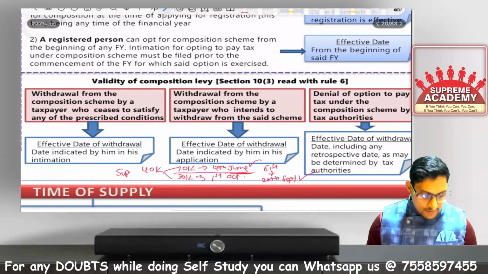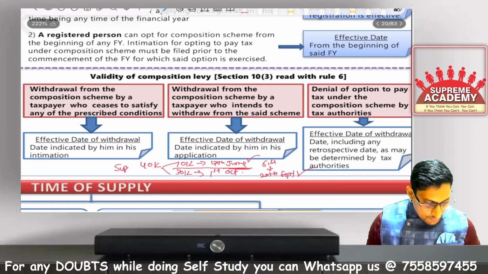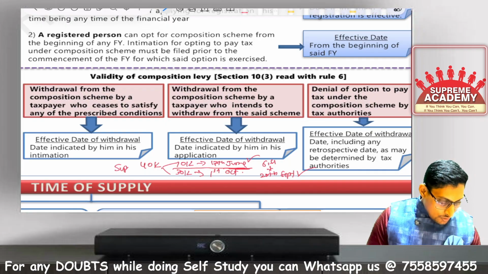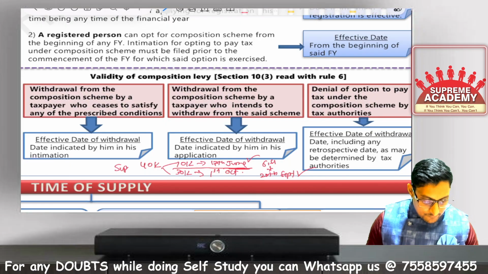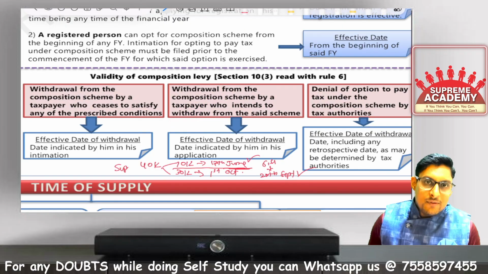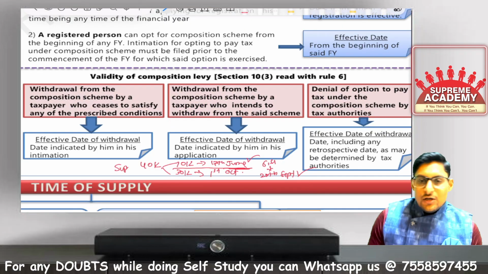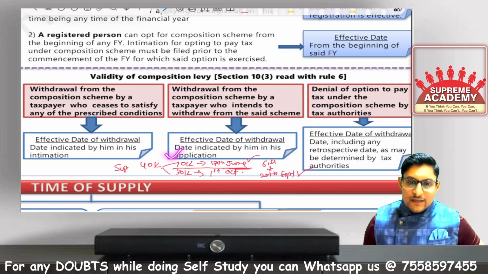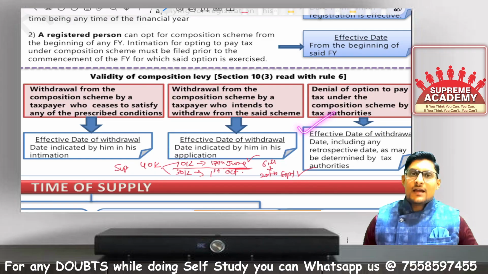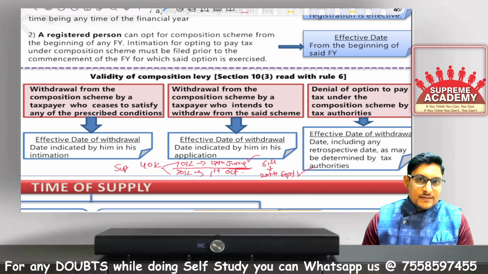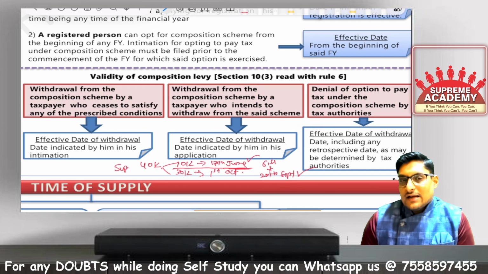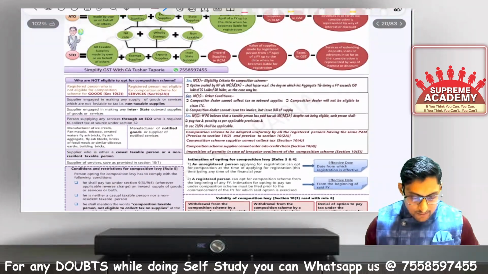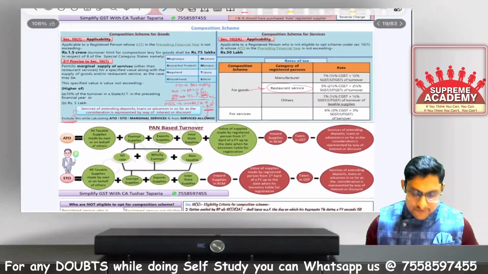Now withdrawal. When will the scheme be withdrawn? Case number one, if you contravene any provisions of the Act, then it will be withdrawn from the date of contravention. Voluntarily it may be withdrawn, that you don't want to continue under composition scheme. You can voluntarily apply for withdrawal of that scheme. In that case, the effective date will be the date of application. And the proper officer may forcefully tell you to withdraw. Yes. So in that case, the date determined by the tax authorities will be the date of withdrawal from that composition scheme. So this is all about a revision of composition scheme, Section 10.